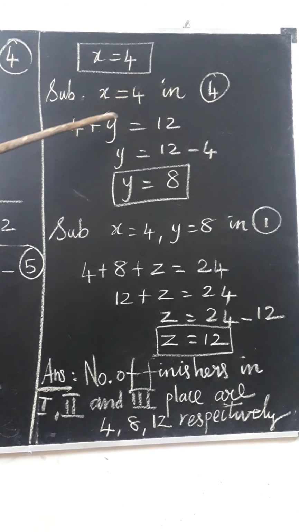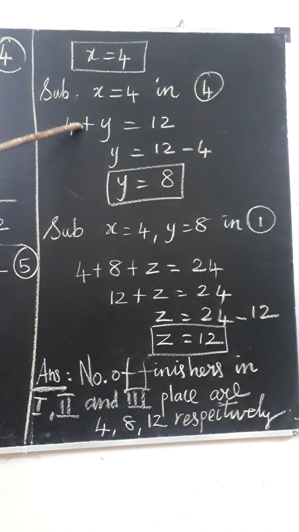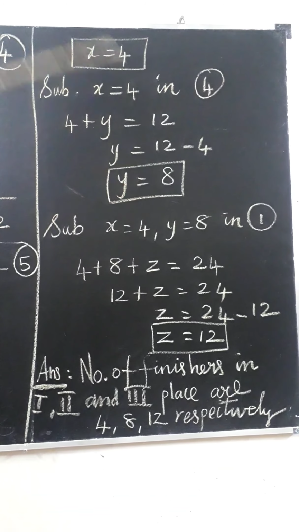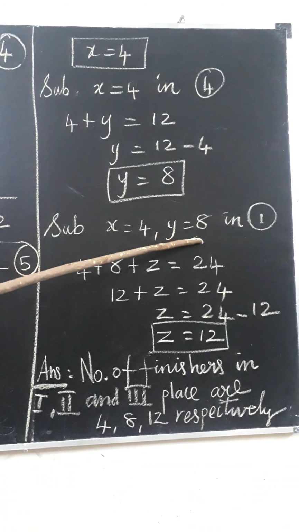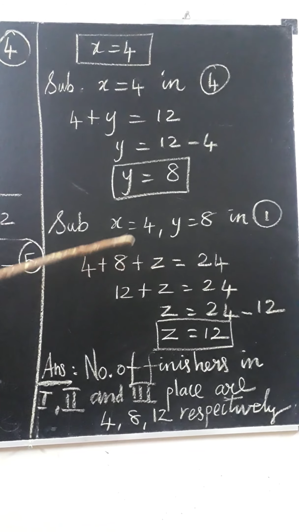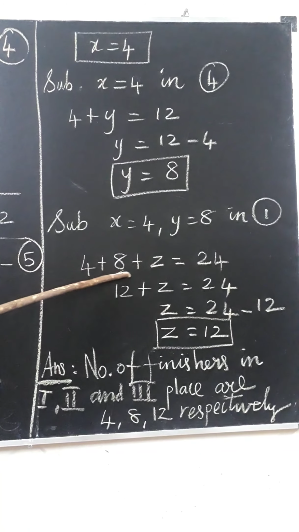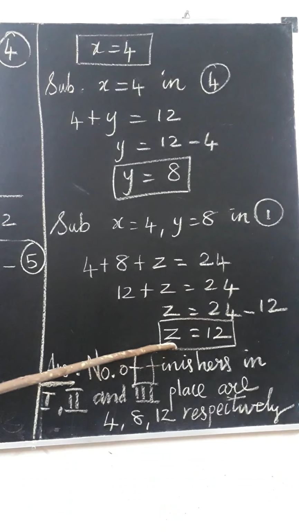Fourth equation is x plus y is equal to 12. In the place of x, substitute 4, then we get y is equal to 8. After getting x and y, substitute their values in the first equation. First equation is x plus y plus z is equal to 24. 4 plus 8 plus z is equal to 24. Z is equal to 12.